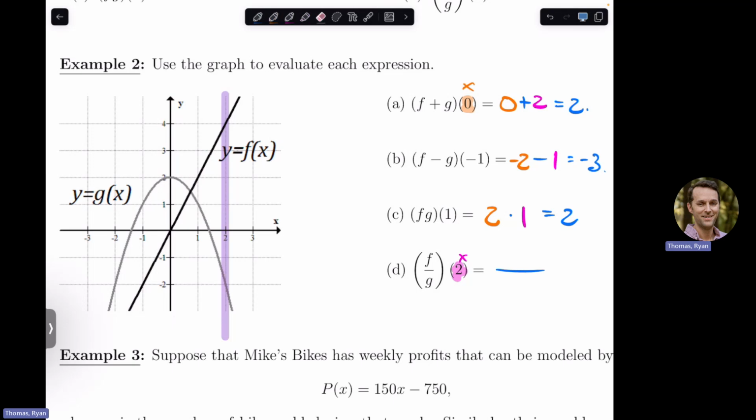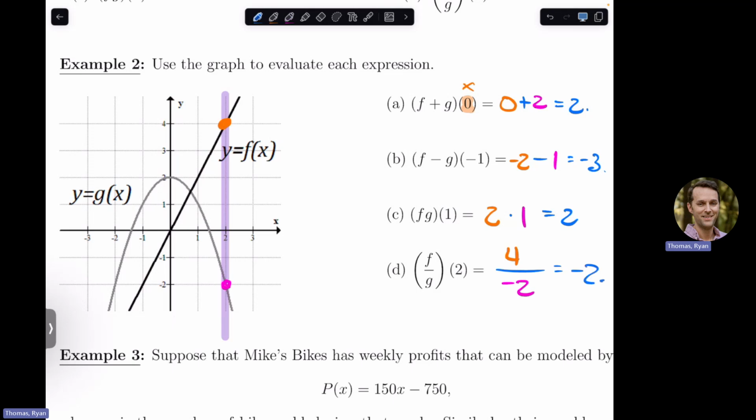F over g when x is 2. There's x equals 2. What's f? What's g? What's 4 divided by -2?